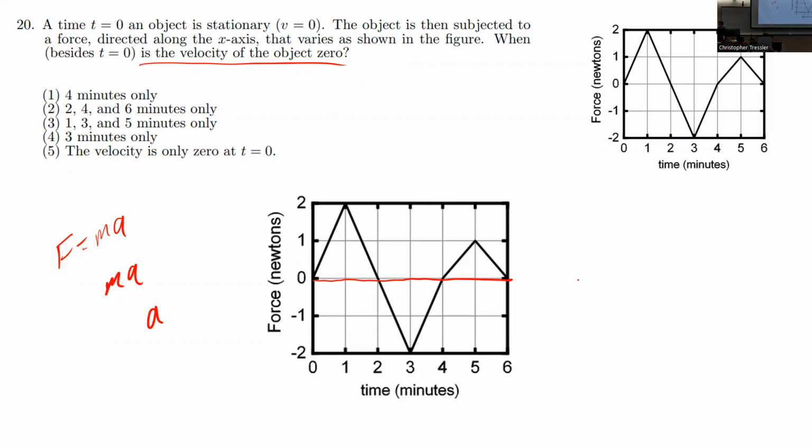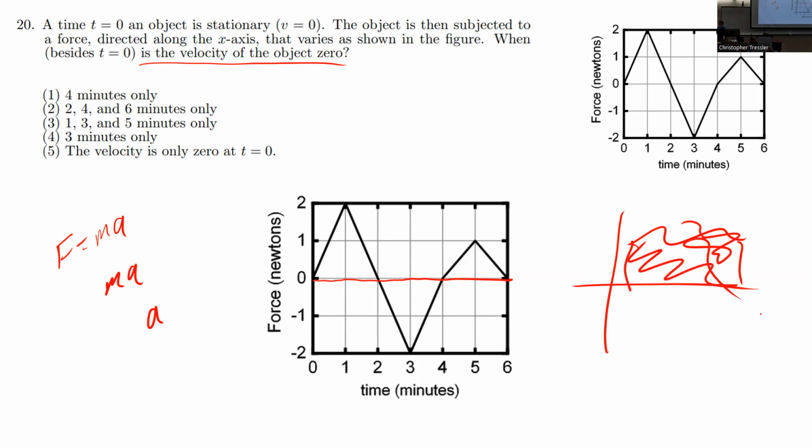If you take an integral of a function, an integral of this function would be this area, right? So what would that mean then? If the integral of acceleration needs to be 0, and we look at this graph, what does that mean?